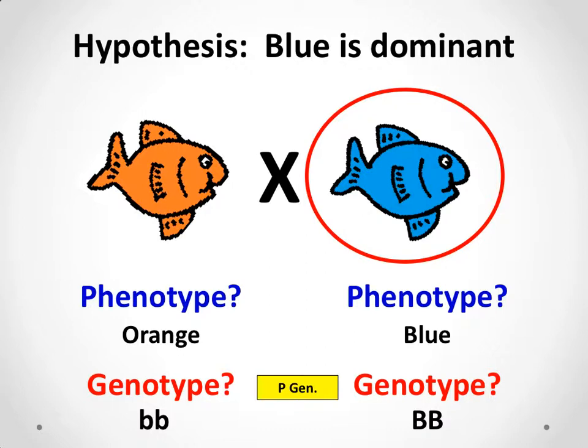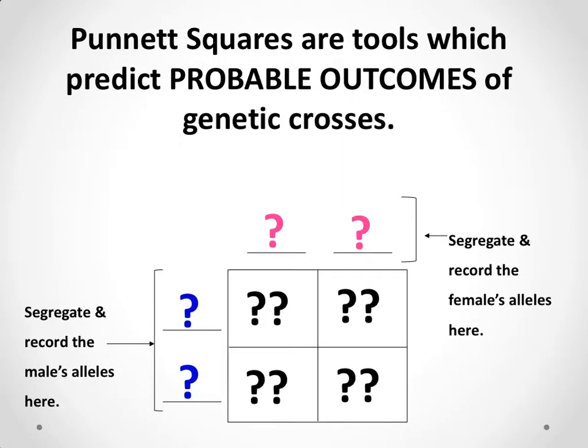And now we're ready to plug all this information into a Punnett square. A lot of people incorrectly assume that a Punnett square provides results to a test. It does not. Punnett squares are only as good as your hypothesis because the information you plug into a Punnett square is actually based upon your hypothesis.